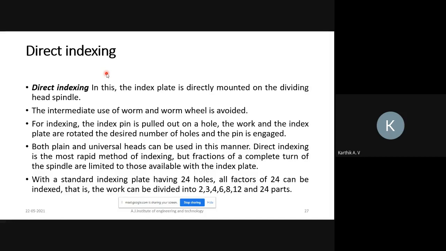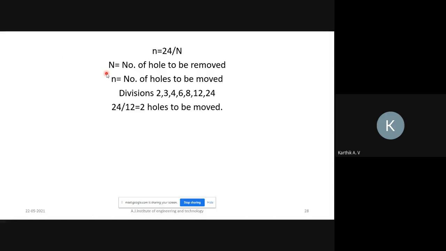So 1 is nothing but each hole you should mark in the workpiece. Total whole circle is 24, so at each hole, fix the crank pin and mark in the workpiece. Only then will you get 24 divisions in the workpiece. Similarly, if 12 divisions are required, then 24 divided by 12 is 2, so 2 holes are to be moved. At each 2 holes you fix the crank pin and mark in the workpiece. That is the direct method, called the direct indexing mechanism.